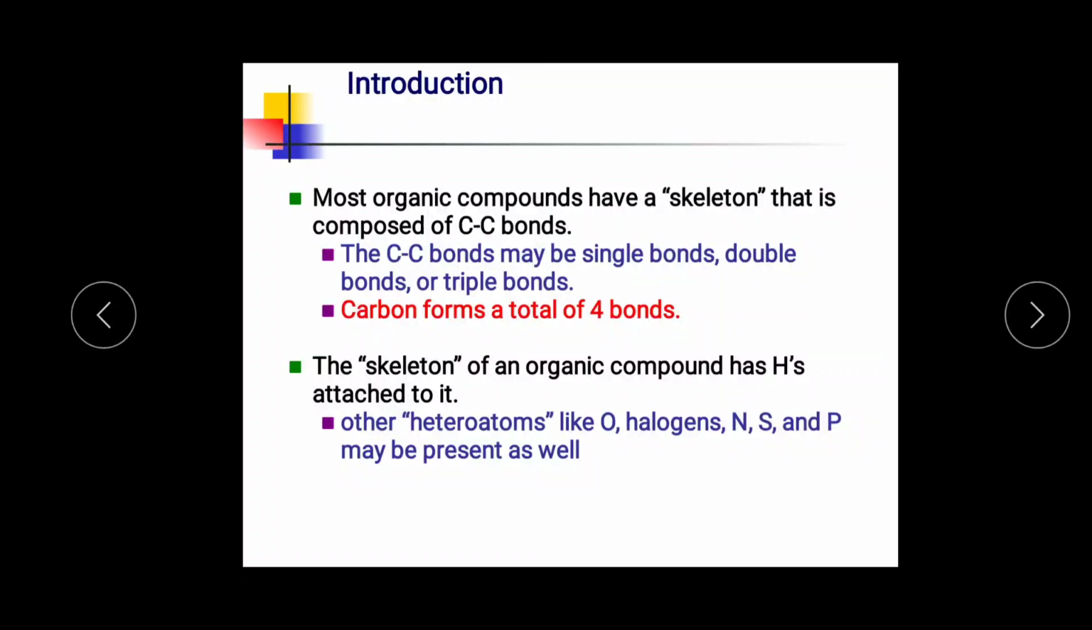The skeleton of an organic compound has H attached to it. H, these are hydrogens. Other heteroatoms like oxygen and halogens may be present. Examples of halogens are bromo for bromine, chloro for chlorine, fluoro for fluorine, and iodo for iodine. Nitrogen, sulfur, and phosphorus may be present as well.